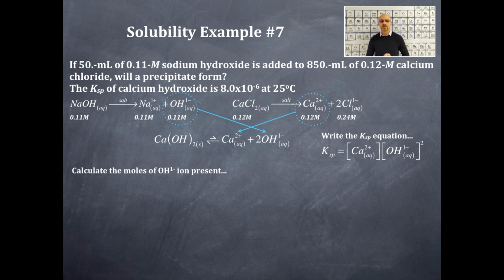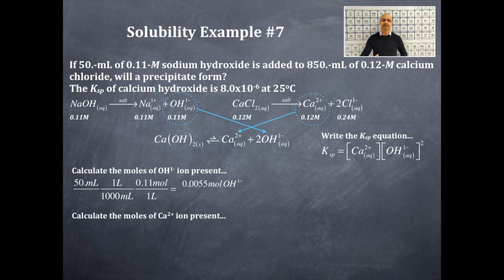We're going to calculate the moles of hydroxide ion present. We have a volume and a molarity. We take our volume times the conversion to convert to liters, and then use the molarity to convert to moles. So now I have moles of hydroxide ion, which is 0.0055 moles of hydroxide ions.